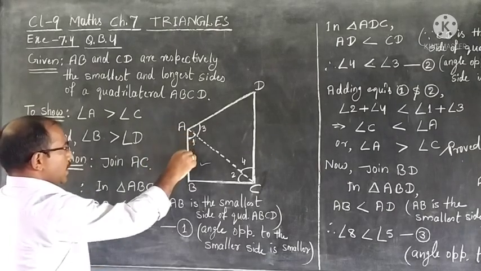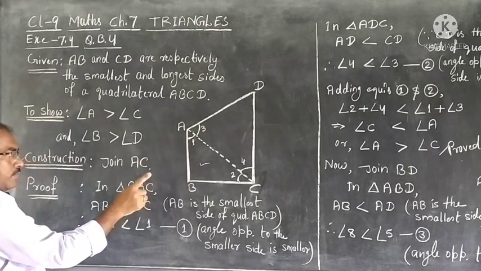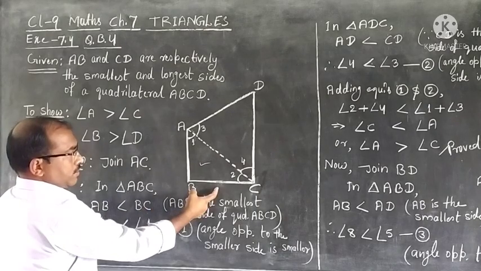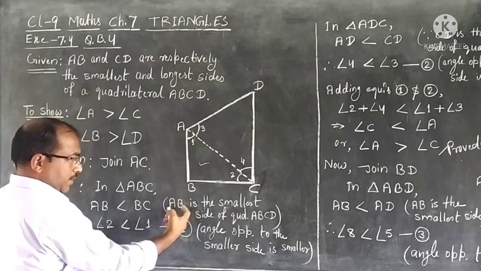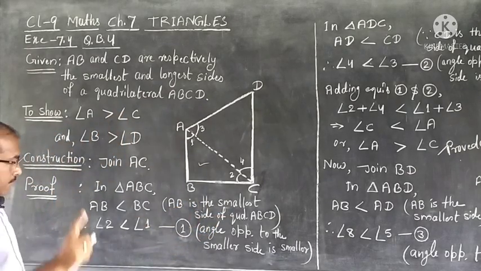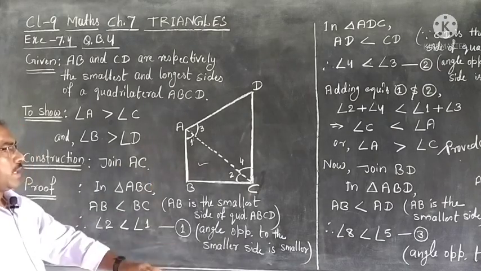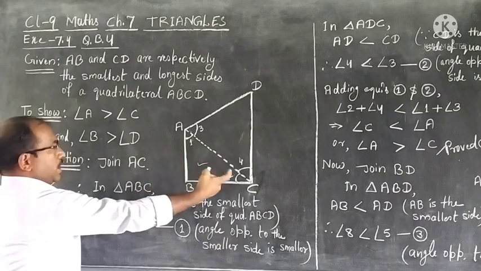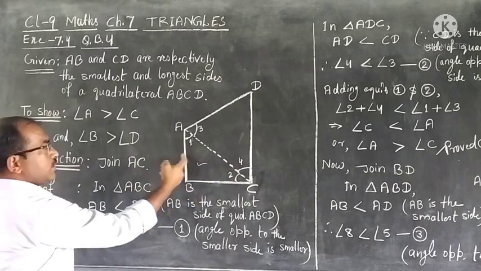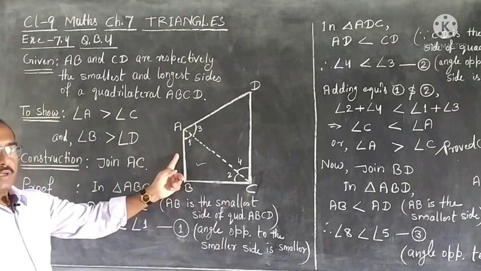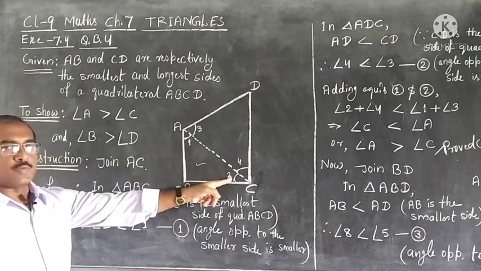What we see? AB is the shortest side. So, AB is smaller than BC. AB is the smallest side of quadrilateral ABCD. The question itself is telling that. So, if AB is a smaller side, BC is a longer side, that means the opposite angle will be smaller. What is the opposite angle of AB? Angle 2. Opposite the shorter side, smaller angle.